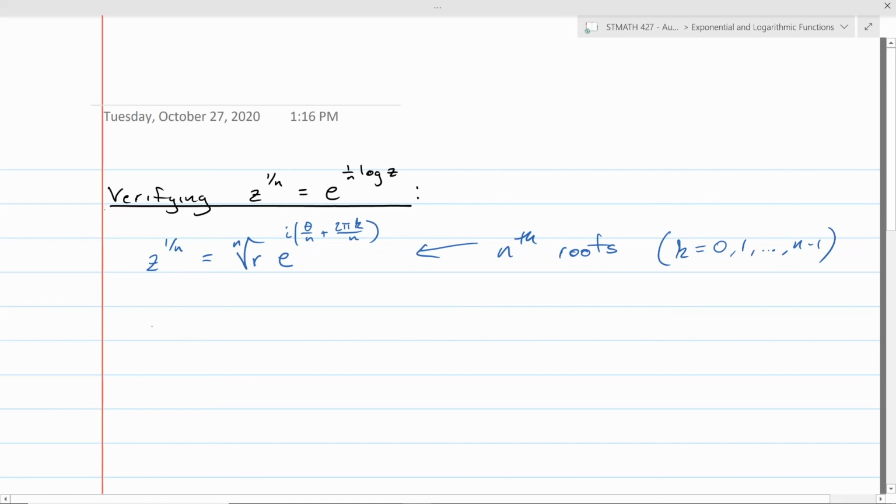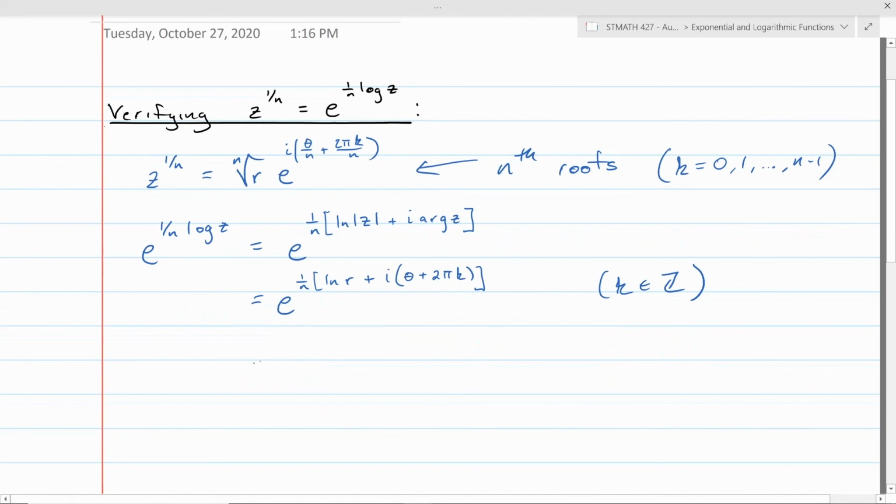Then on the other hand, you can look at this e to the 1 over n log z. Well, let's just see what that comes out to. That's e to the 1 over n times the natural log modulus of z plus i arg z. So that's the same as e to the 1 over n, and I'm just going to write that as natural log of r plus, and then the arg z, we know that's whatever the original theta was plus 2 pi k, right? But here k is just any old integer.